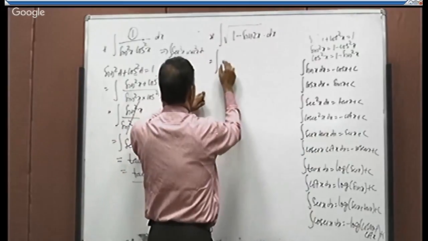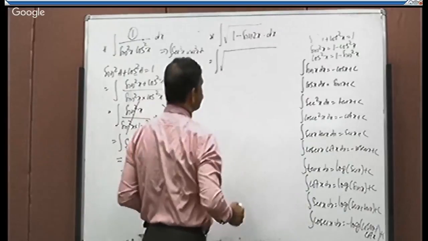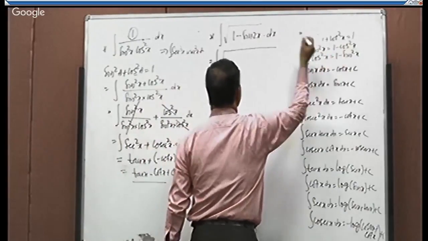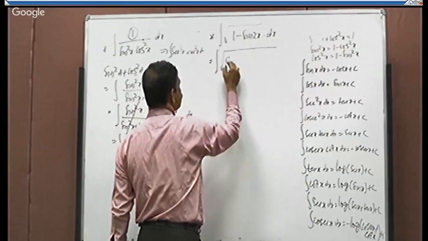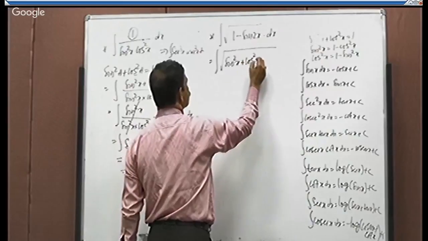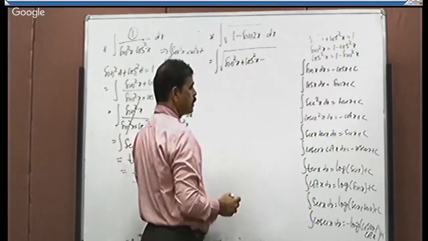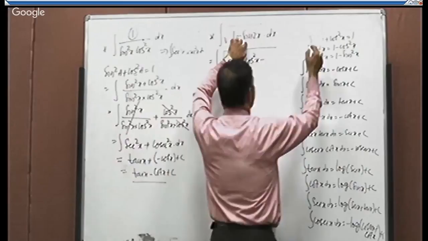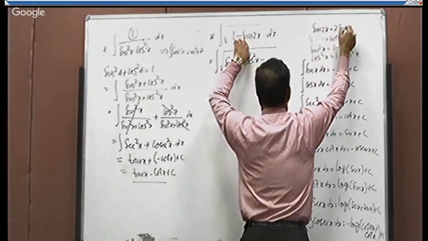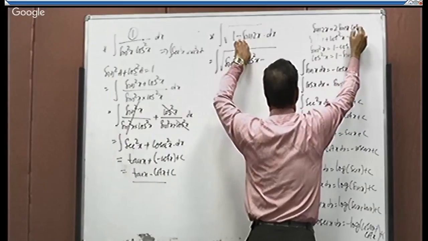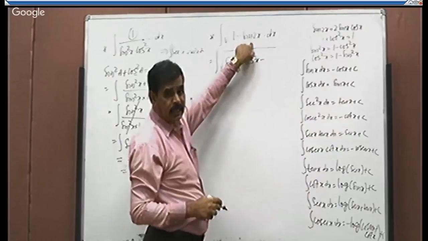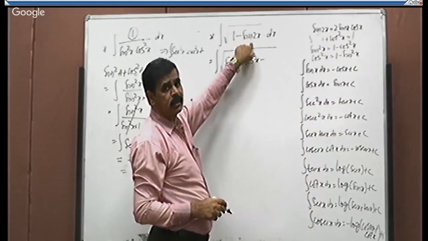We have sine square x plus cos square x. What is it? Sine square x plus cos square x is equal to 1. 1 is replaced as sine square x plus cos square x. Why am I taking this? Because we have sine 2x equal to 2 sine x into cos x. See, sine 2x can be expressed in terms of what? Sine x and cos x.